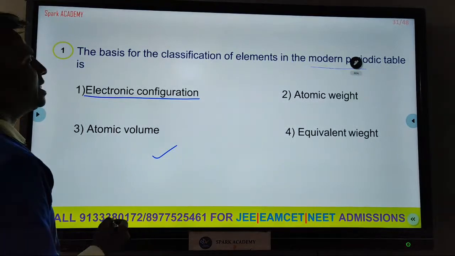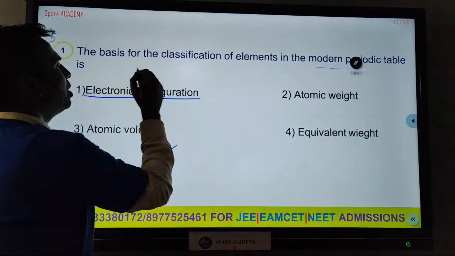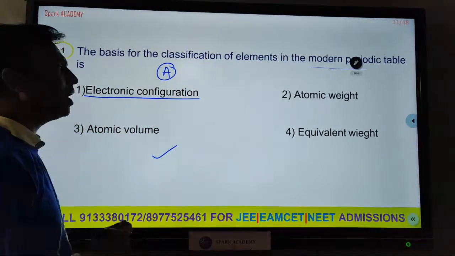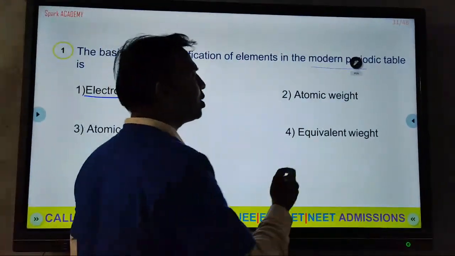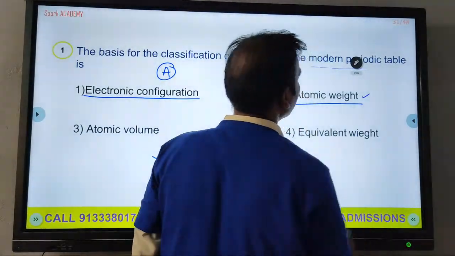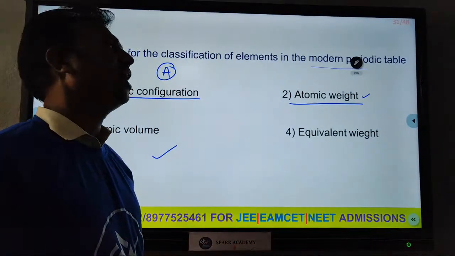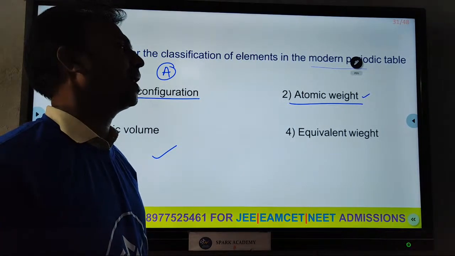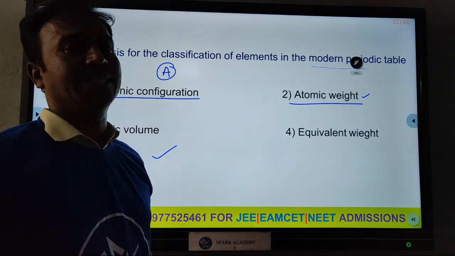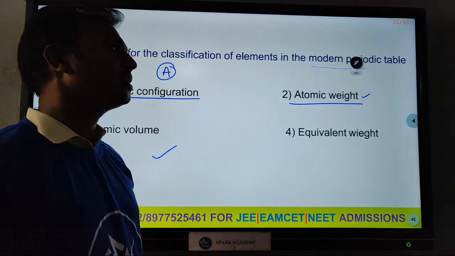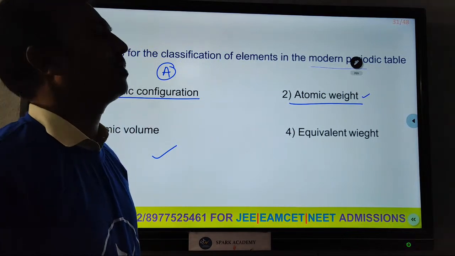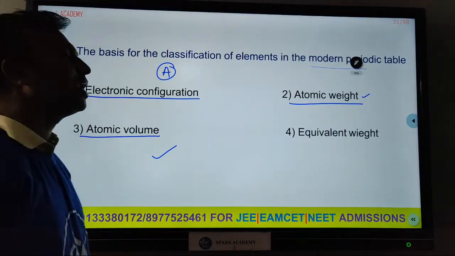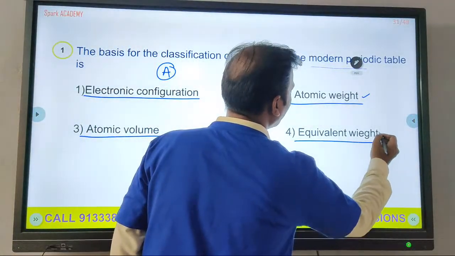Electronic configuration means we fill the electrons into the corresponding atom's shells. What is atomic weight? Atomic weight means the weight of the atomic number and mass number together, that is, the number of protons, electrons and neutrons. So atomic volume and atomic weight are the same. What about equivalent weight? Equivalent weight means the total weight divided by 2.